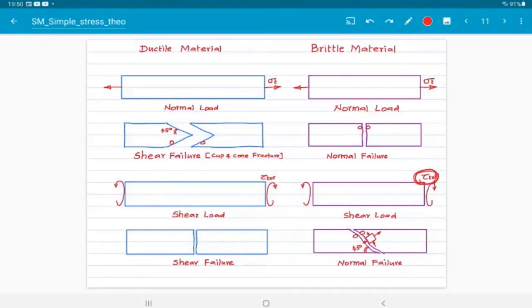The type of failure depends upon the material or type of load. Material. Very good. Excellent answer. Material. So type of failure depends on the material. Okay. Right.